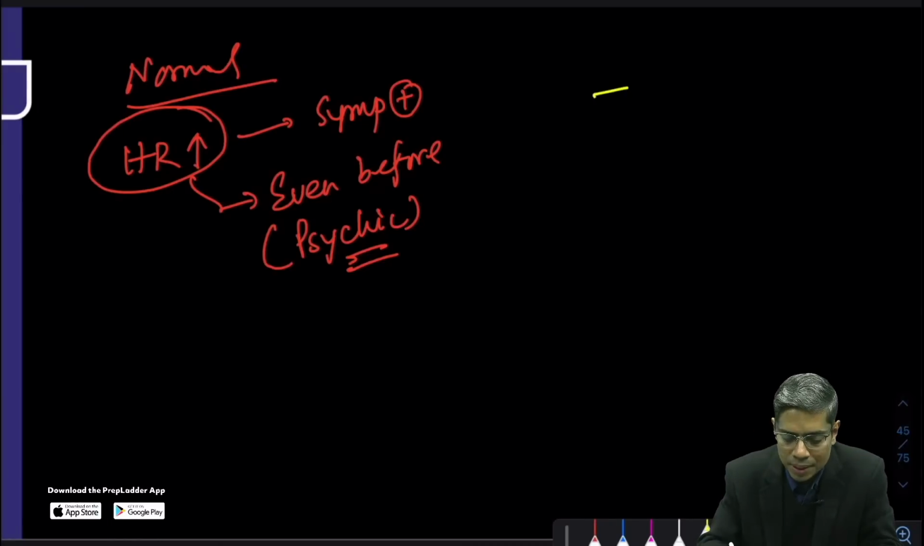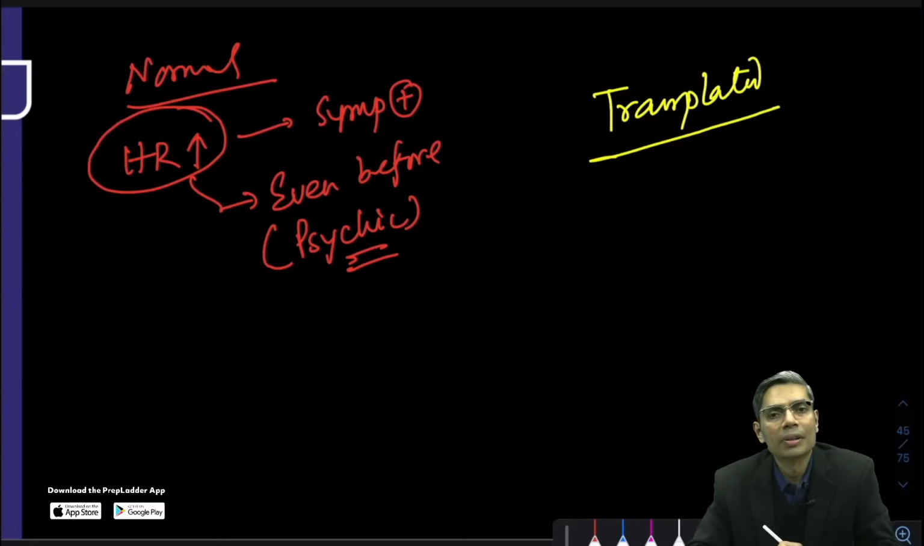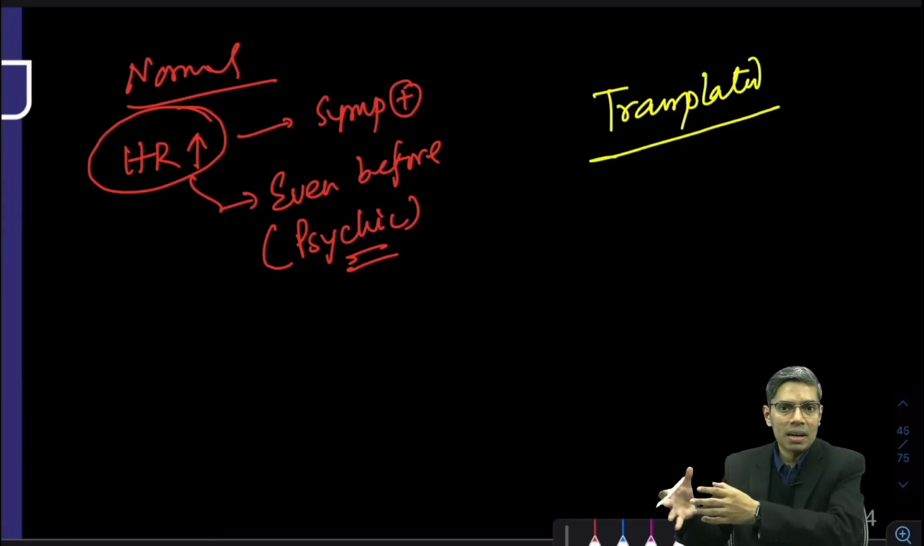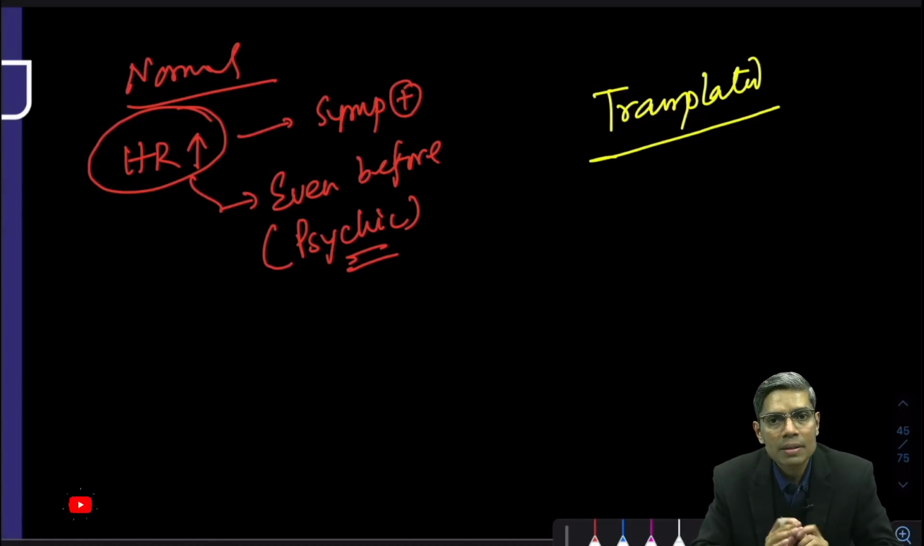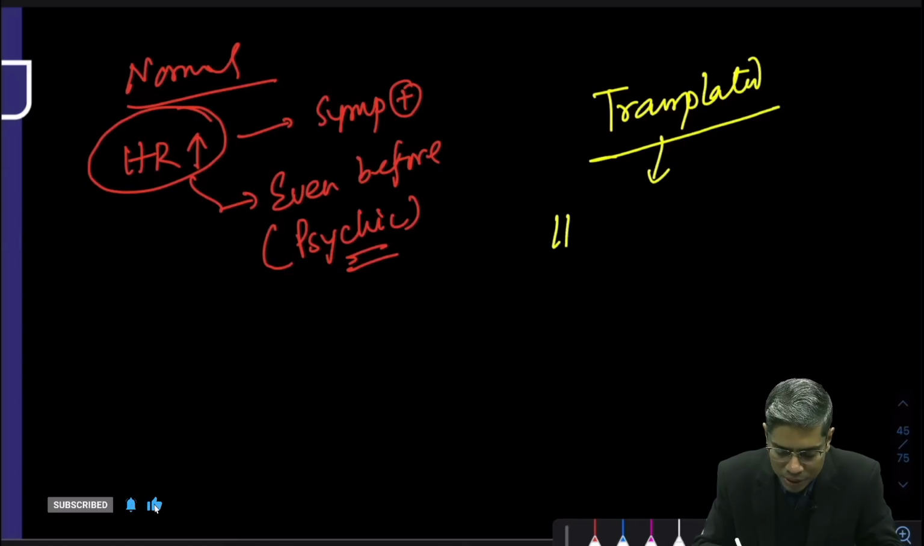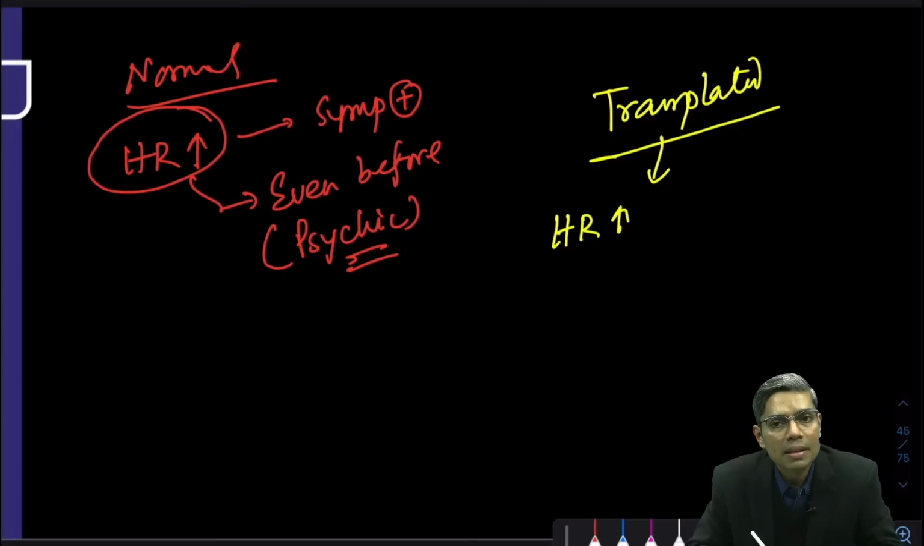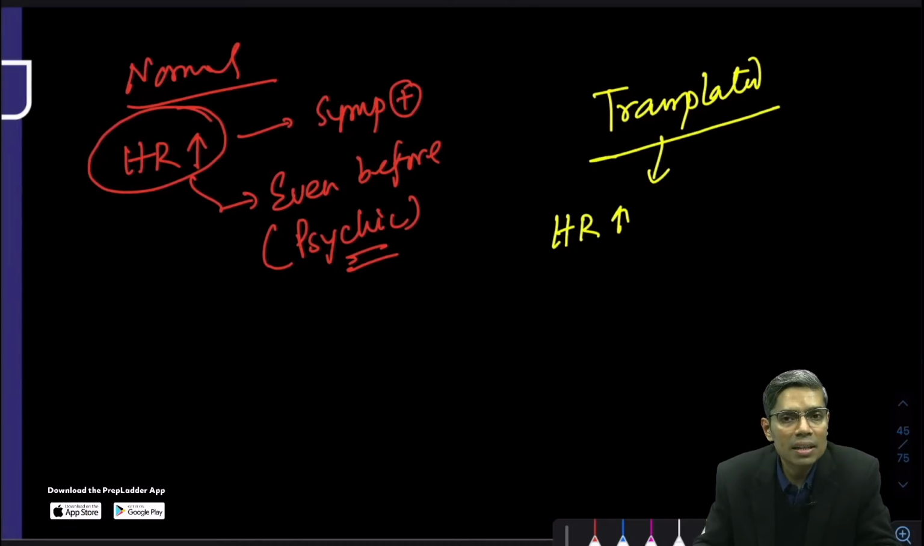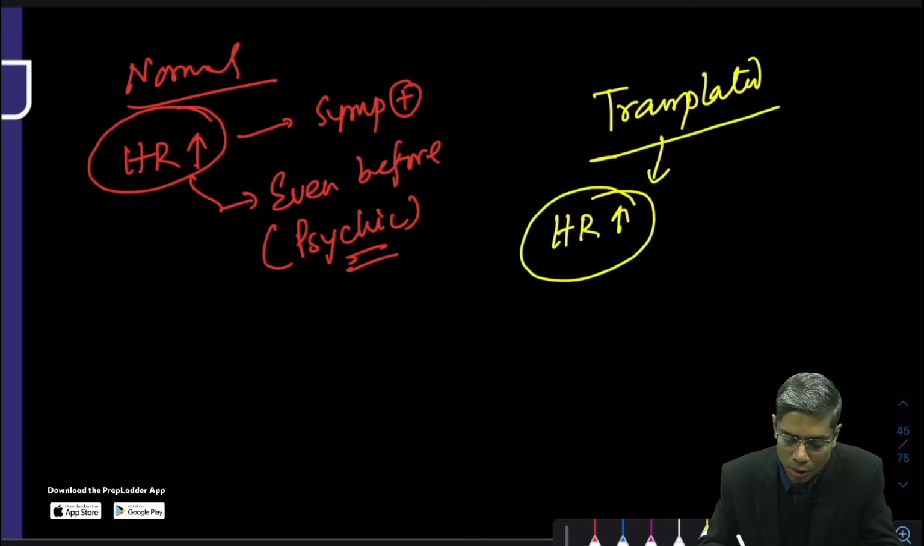But a person with a transplanted heart, okay, the sympathetic parasympathetic system has already been cut, right, and you have transplanted the heart to a different person. Sympathetic parasympathetic re-innervation is not possible. So in this transplanted heart patient, will the heart rate increase? Answer is it should not increase because sympathetic parasympathetic is not there, but still the heart rate can be increased because of epinephrine and norepinephrine.